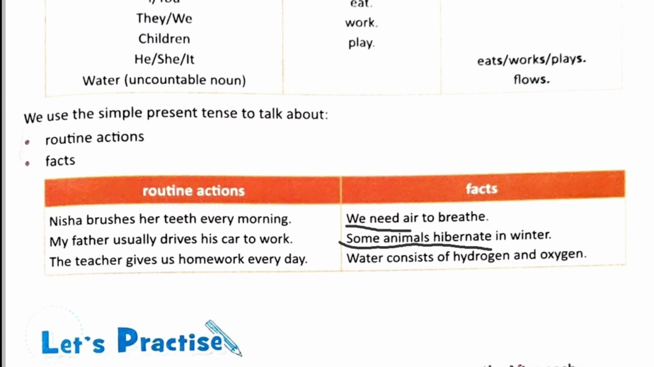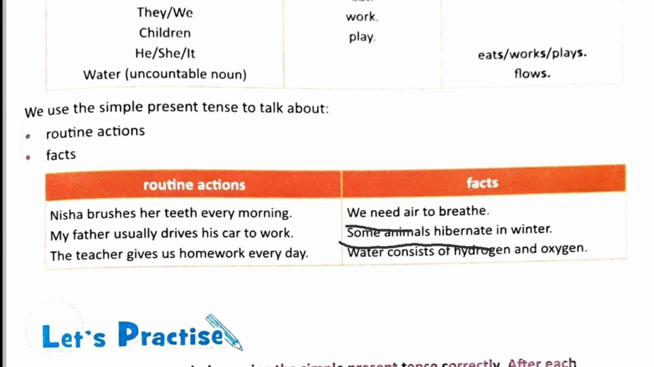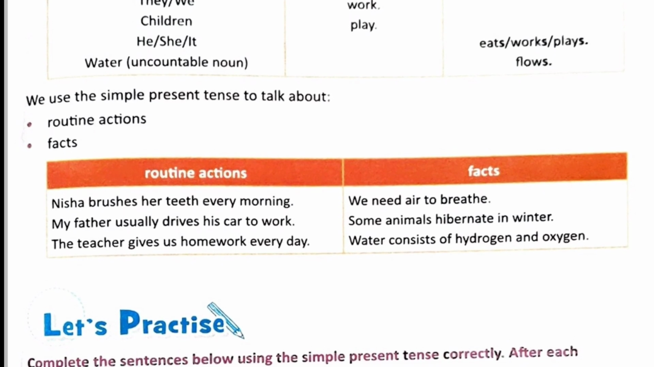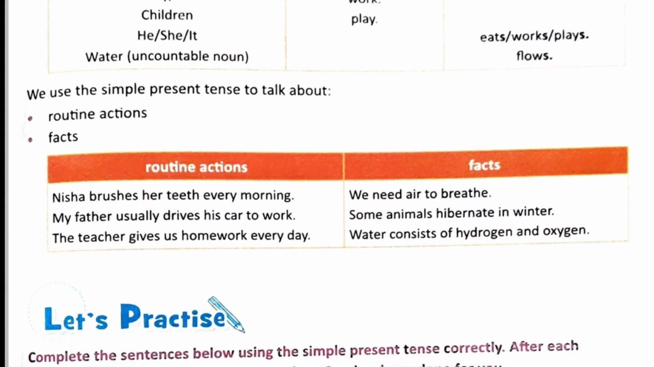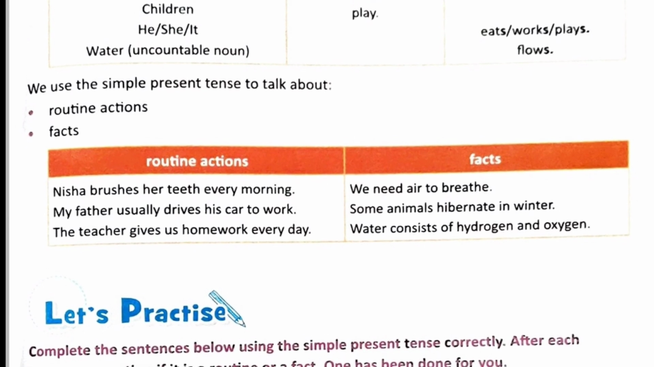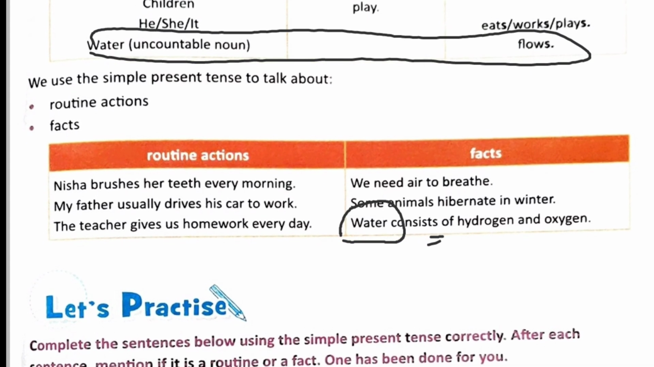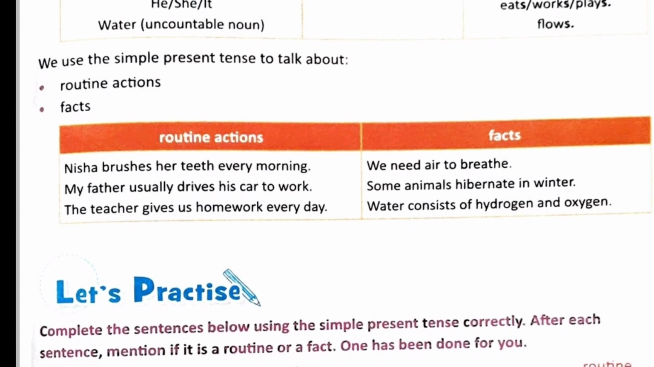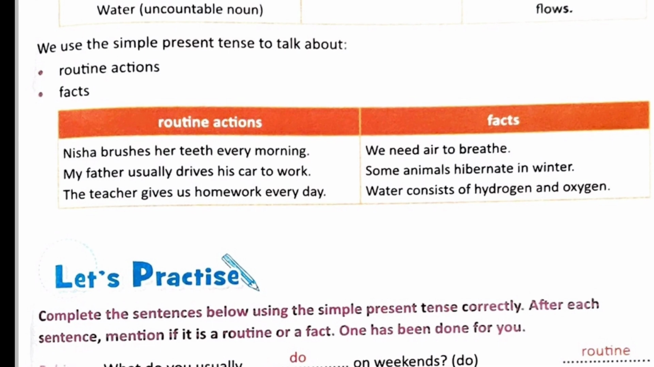So in the first two examples we can see we and some animals are plural, so they take the verb without s, that is a plural verb, need or hibernate, whereas water is an uncountable noun and it takes the verb with s. Now let's look at the let's practice section.